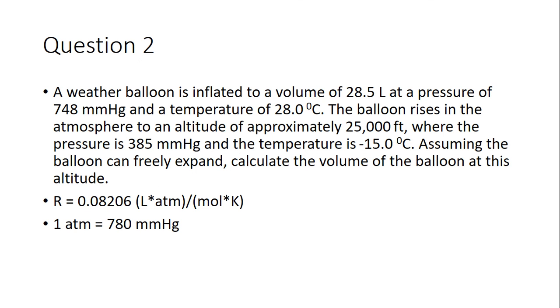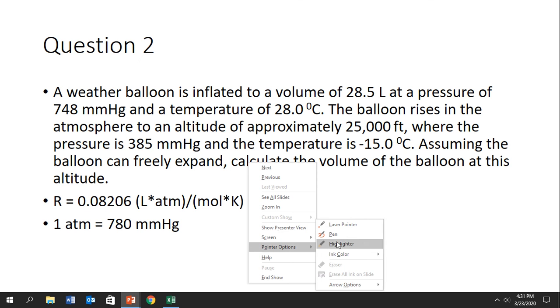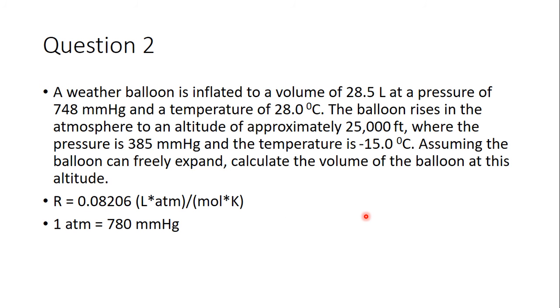Alright, so our next question is that we have a weather balloon inflated to a volume of 28.5 liters at a pressure of 748 millimeters of mercury, temperature of 28 C. We let the balloon rise to 25,000 feet. Pressure is 385 millimeters of mercury. Temperature is minus 15 C. If the balloon can expand, what's the volume?